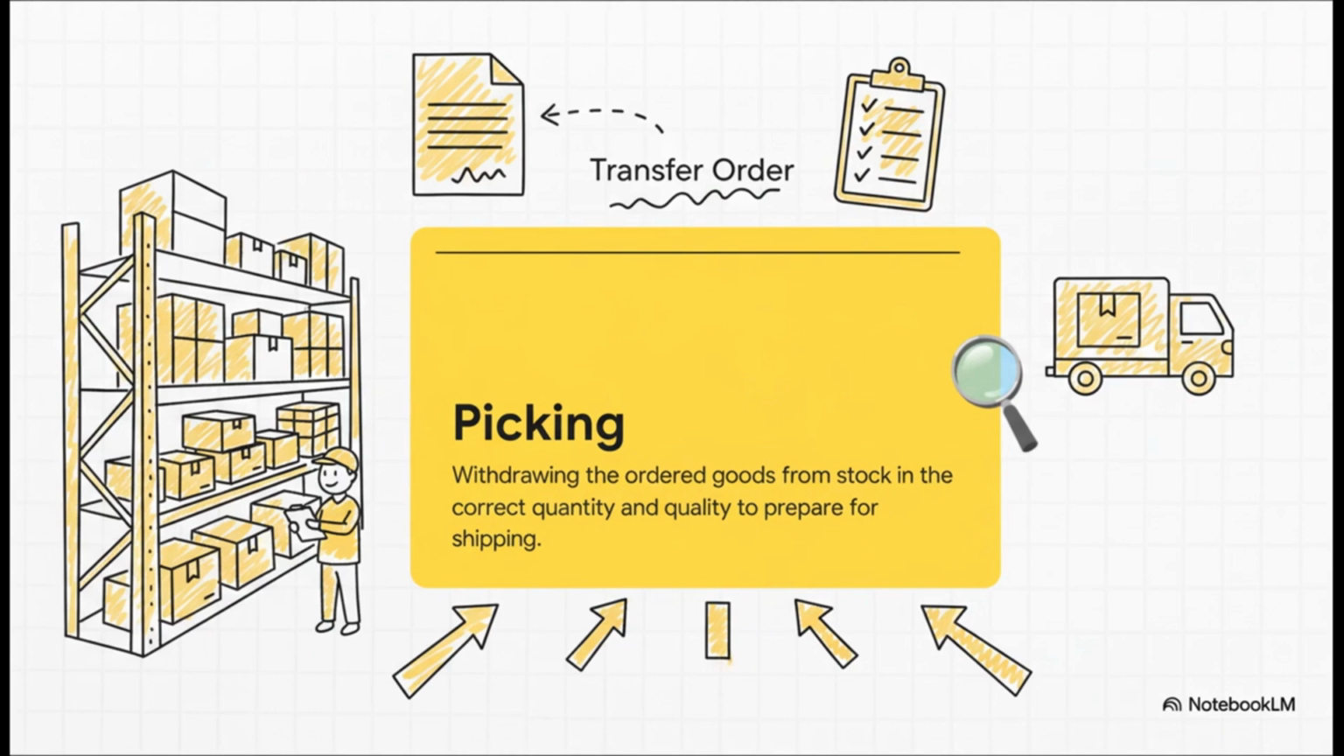It's pretty much what it sounds like. A warehouse worker goes and grabs the specific items from the shelves. Now, in the world of SAP, this isn't random. It's often guided by another internal document called a transfer order. You can just think of that as the warehouse team's personal to-do list for this one delivery.